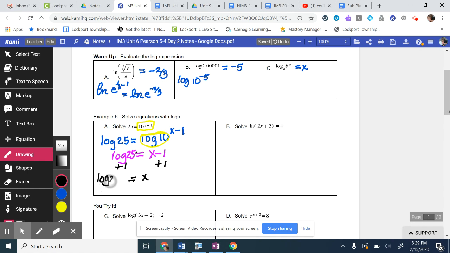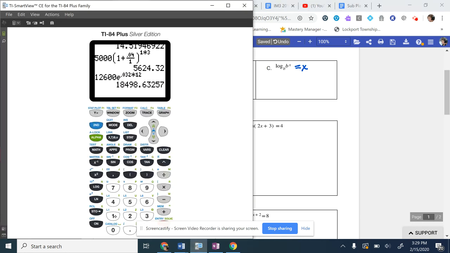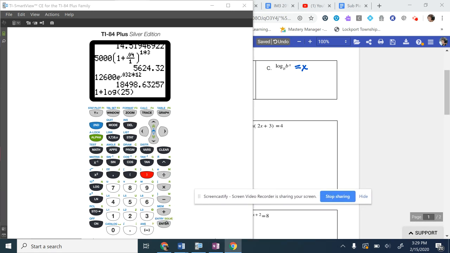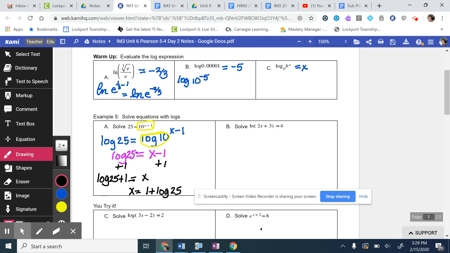And I have common log 25 plus 1. Or it might be better to write it as 1 plus the common log of 25, because then we're going to go to our calculator and put this expression in and get a decimal approximation. So 1 plus, we're getting our common log of 25. And we hit enter. And we get, let's go out to the thousandths place, 2.398.